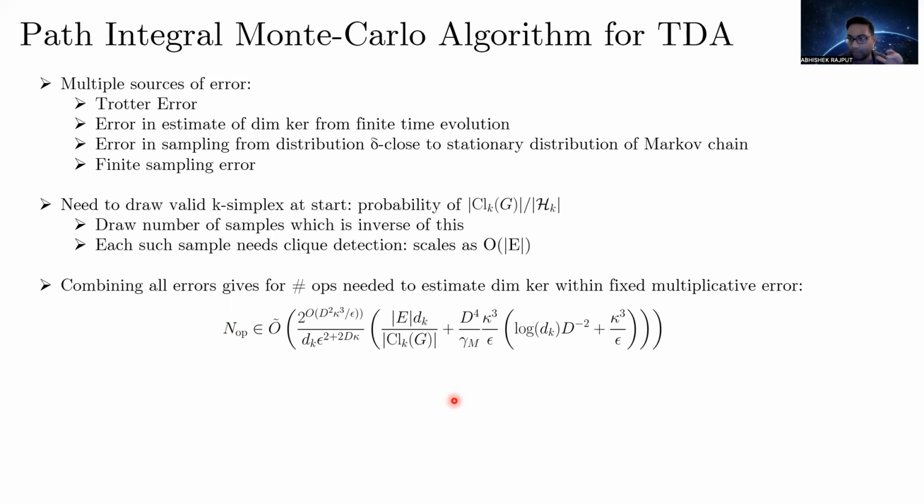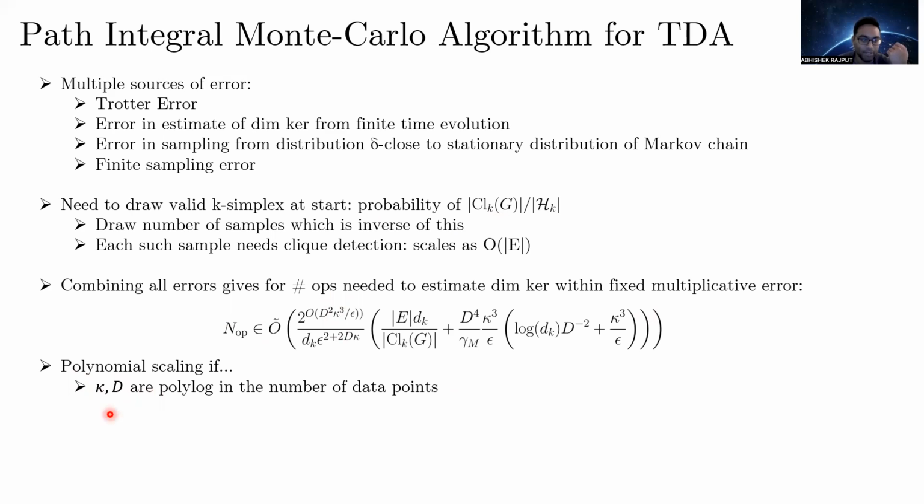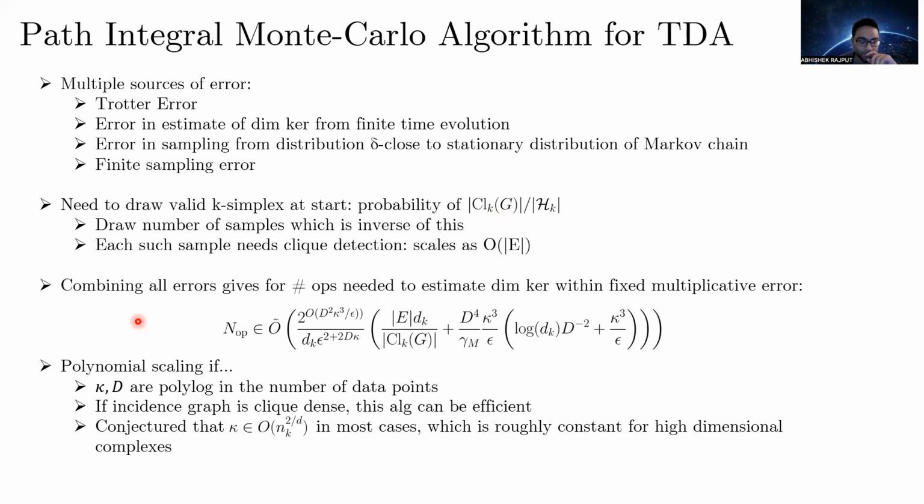Now, it's not a great algorithm. I'm not claiming that by any means. However, the point is that there are certain conditions under which you can do this in polynomial time. This is polynomial scaling if this condition number, this kappa over here, which is the condition number of the combinatorial Laplacian, and this d are polylogarithmic in the number of data points. Then you have a hope of doing this in polynomial time. Another regime that this algorithm will be favorable in is if the graph is clique dense. Then this algorithm can be efficient.